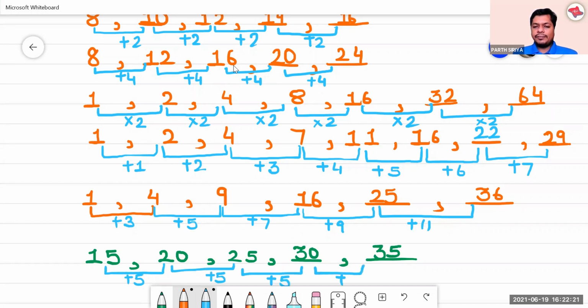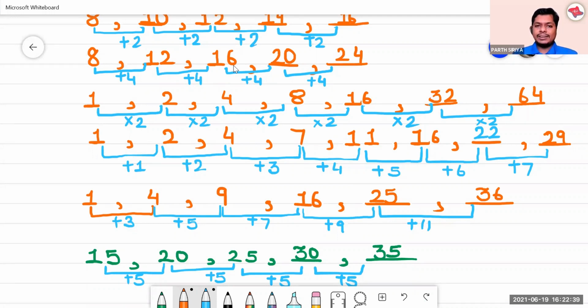So you see in every question, the pattern is different. In some, you are adding plus 4. In some patterns, you just multiplied by 2. In some, you added whole numbers to it. In some, you added odd numbers to it. In the last one, again, you are adding plus 5.